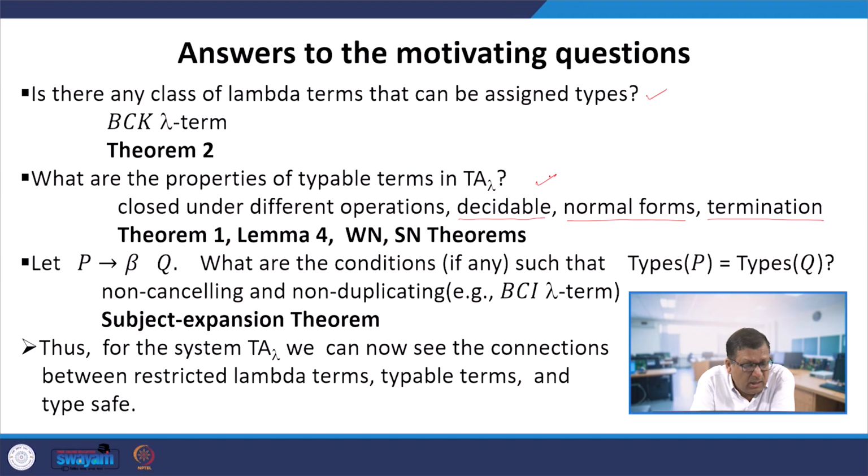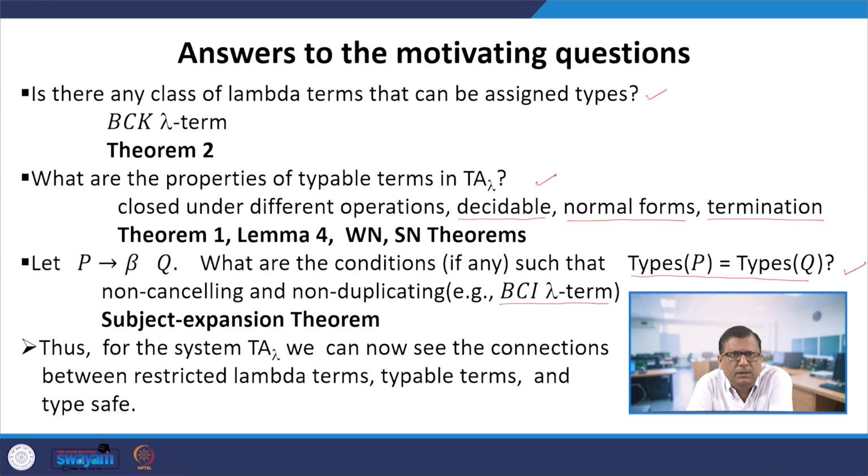Next, we asked: if there is a beta reduction from P to Q, what are the conditions, if any, such that the types will be the same? The condition is that it has to be non-cancelling and non-duplicating. For example, if it is a BCI lambda term, then this is indeed true, and this is coming from the subject expansion theorem. So this is answer 2: BCI lambda terms are one such class and the condition is this.